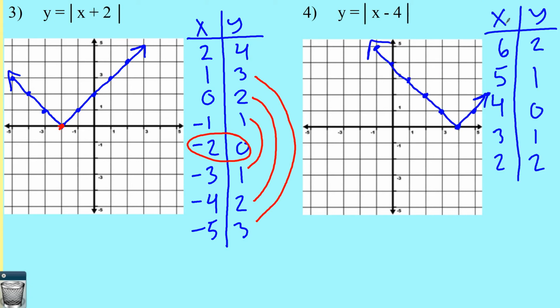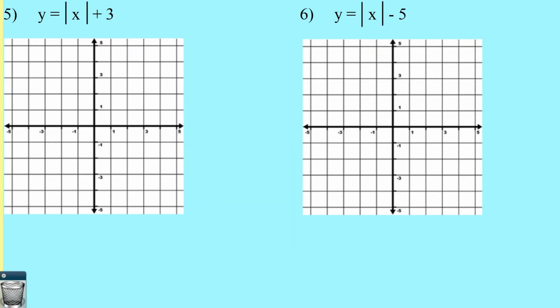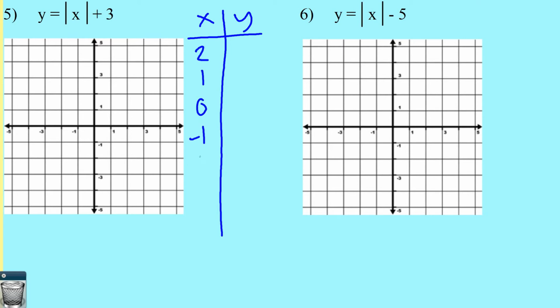All right, so you should have gotten these values or something along those lines, but the turning point was at (4, 0). Okay, so let's try some more. What if I put a value on the outside? Again, I'm just going to make a table, and if I don't know what to plug in, then I'm just going to pick things around 0. So 2, 1, 0, -1, -2.